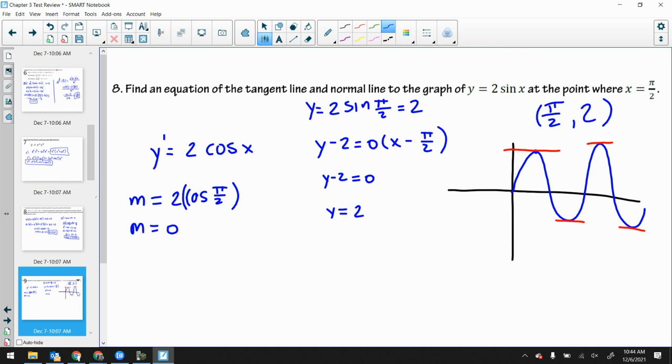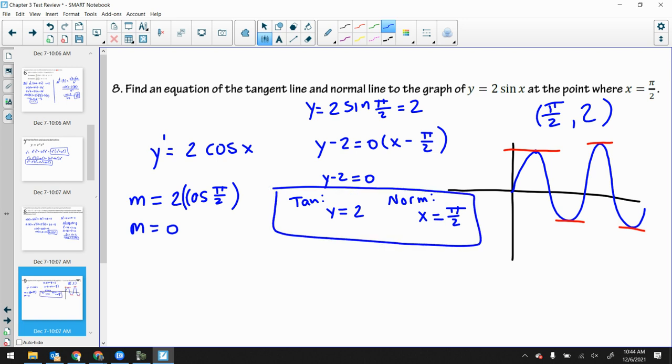Ooh, this gets even more interesting because if I want the equation of the normal line, what's the equation of a perpendicular line to a horizontal line? Well, that's a slope, right? Because it's a vertical line. You said because it was a vertical line. So that must mean, so this is the tangent line. The normal line is going to be x equals, right? X equals what? Pi over 2. Go back to your original point.